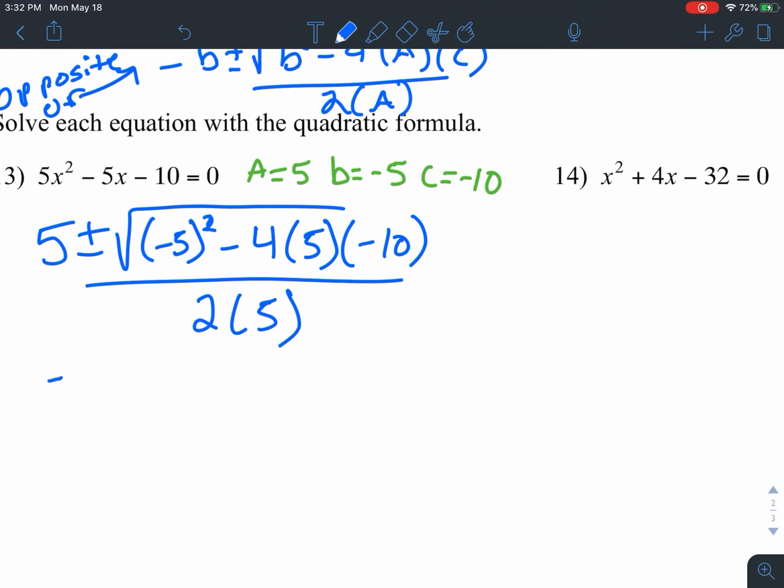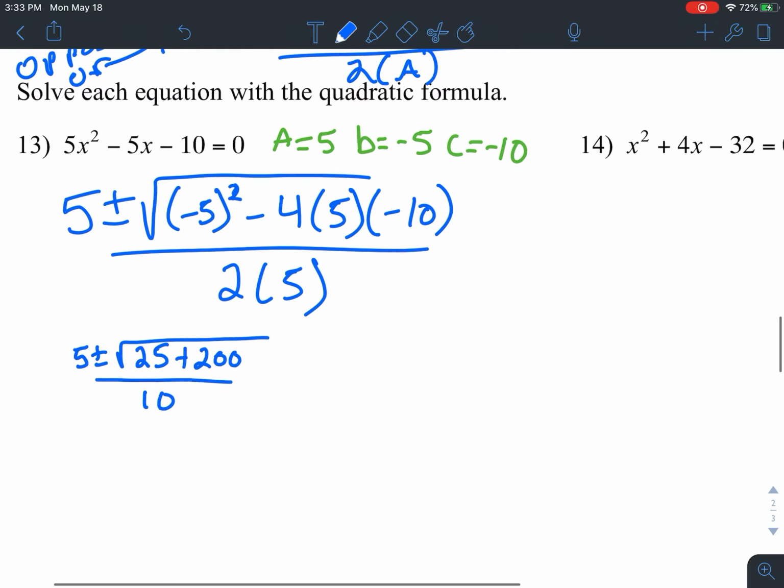We can't just stop here. You're not done. You got to give me an answer. So it's 5 plus or minus, okay? This is 5 squared. It's going to give me 25. Minus 4 times 5 is 20. 20 times 5 is actually going to give me plus 200.